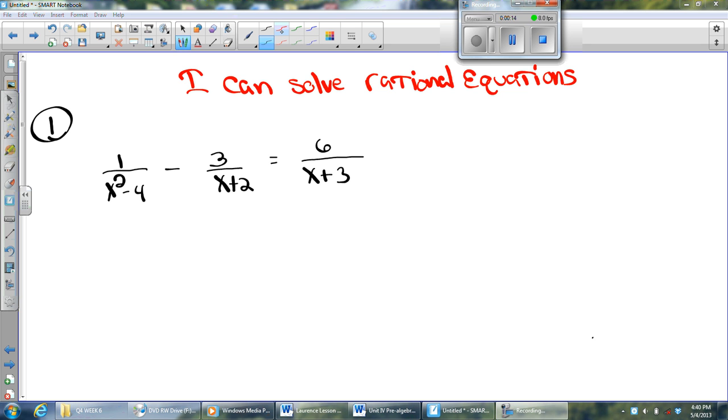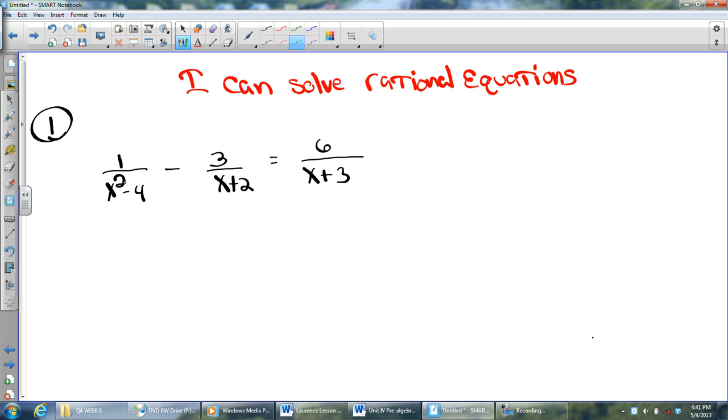Now, remember, first thing we're going to do is look to factor our denominators, right? And I think this denominator will factor as the difference of perfect squares. And so that's going to become the quantity of x plus 2 and the quantity of x minus 2, right? Okay, now I can go look for my LCD.